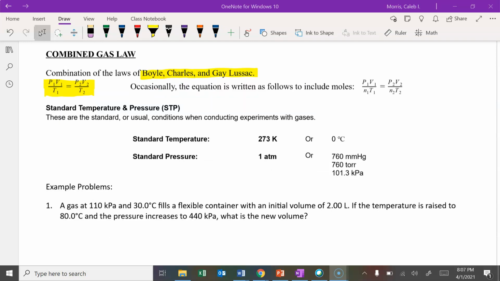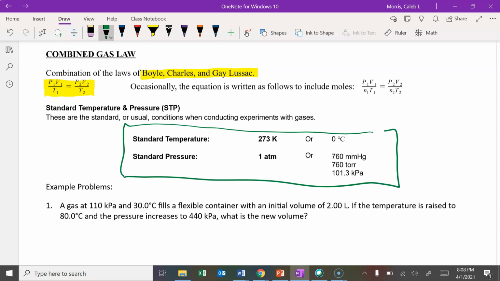Standard temperature and pressure. What does that mean? Well, these are the standard or usual conditions when setting up experiments. It's actually just kind of a convention that standard temperature is 273 Kelvin or 0 degrees Celsius. This will be given to you on the test, what standard temperature and pressure are, but you want to be aware of it. You want to know what we mean when we say standard temperature or standard pressure. Okay, standard temperature is 273 Kelvin.